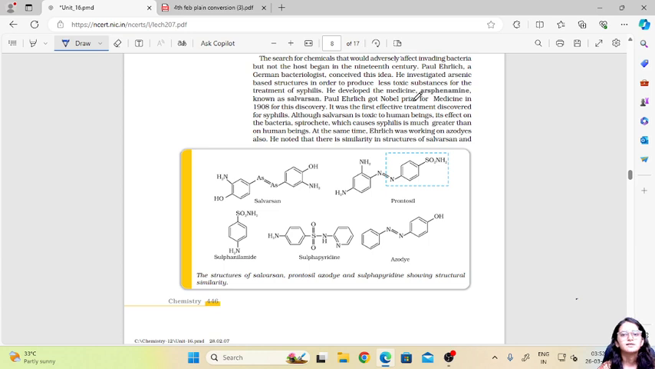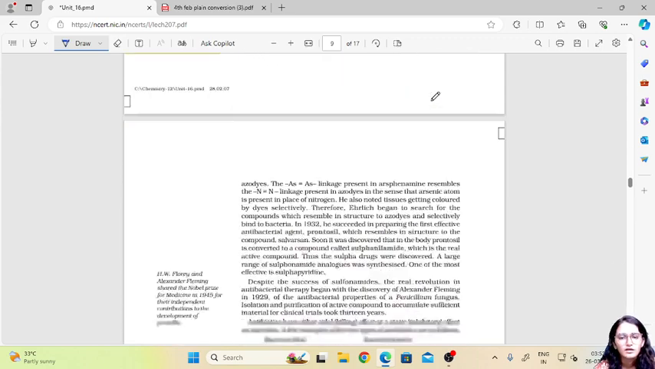So we have examples of antibiotics here, that is arsphenamine and salvarsan. Paul Ehrlich got a Nobel Prize for Medicine in 1908 for this discovery. Salvarsan is toxic to human beings. Its effect on the bacteria spirochete, which causes syphilis, is much greater than on human beings.